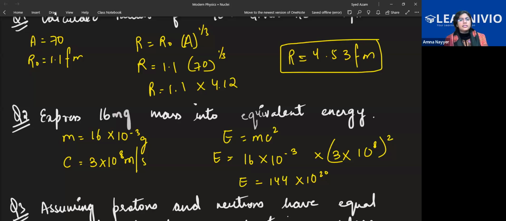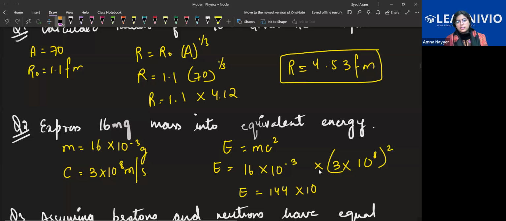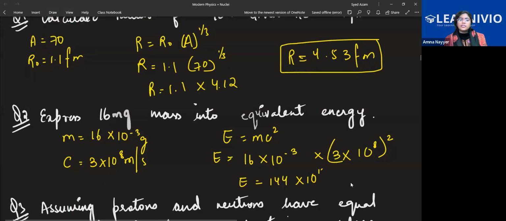No. 16 minus 3, 13. 10 to the power 13. Okay, right.